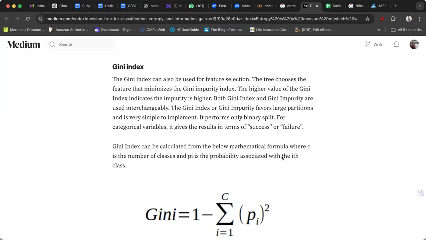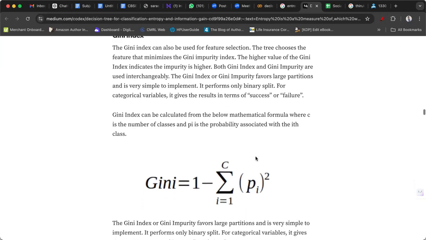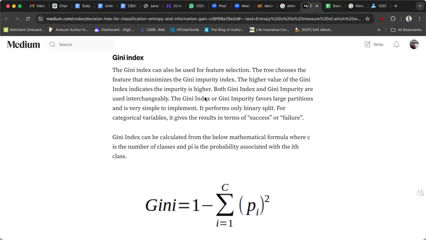SAP will guide you, will throw some light, but at the end of the day it is the programmers, and their recommendation too, that will be taken into consideration. In a similar way, this is also okay. So the Gini index can also be used, right? The tree chooses the feature that minimizes the Gini impurity.